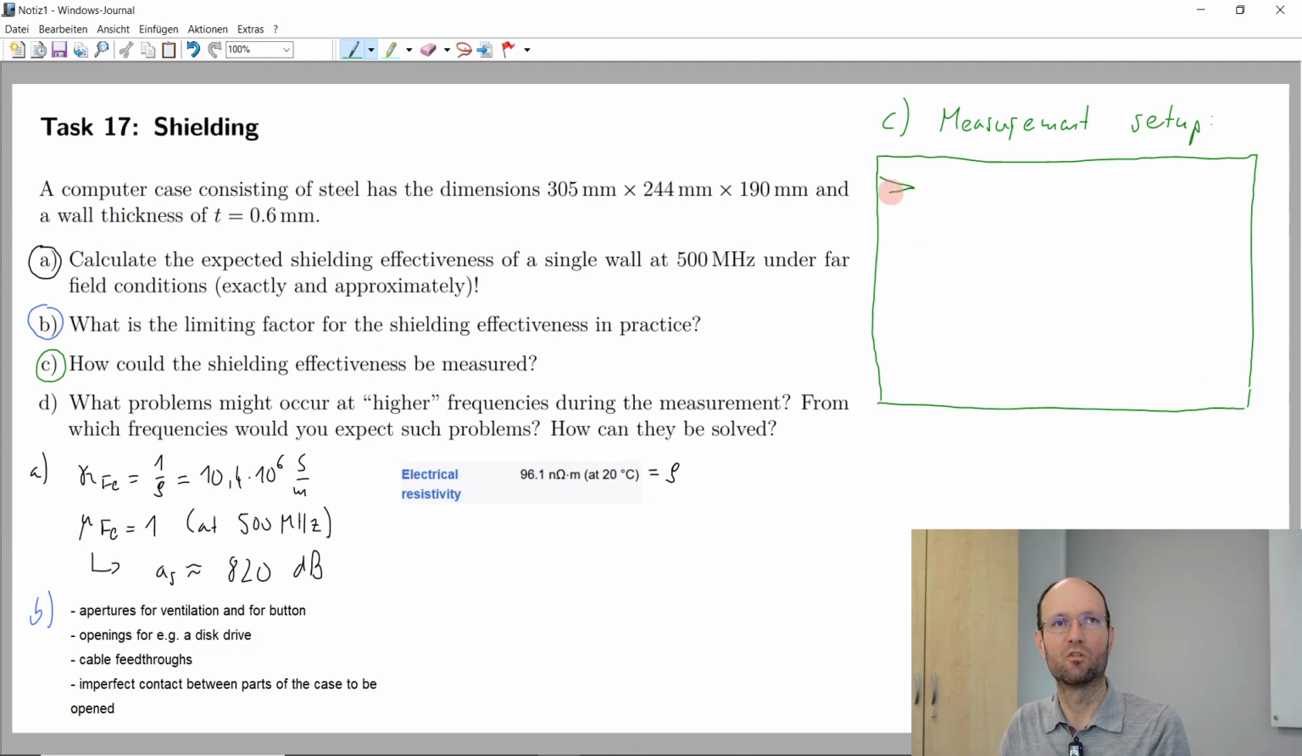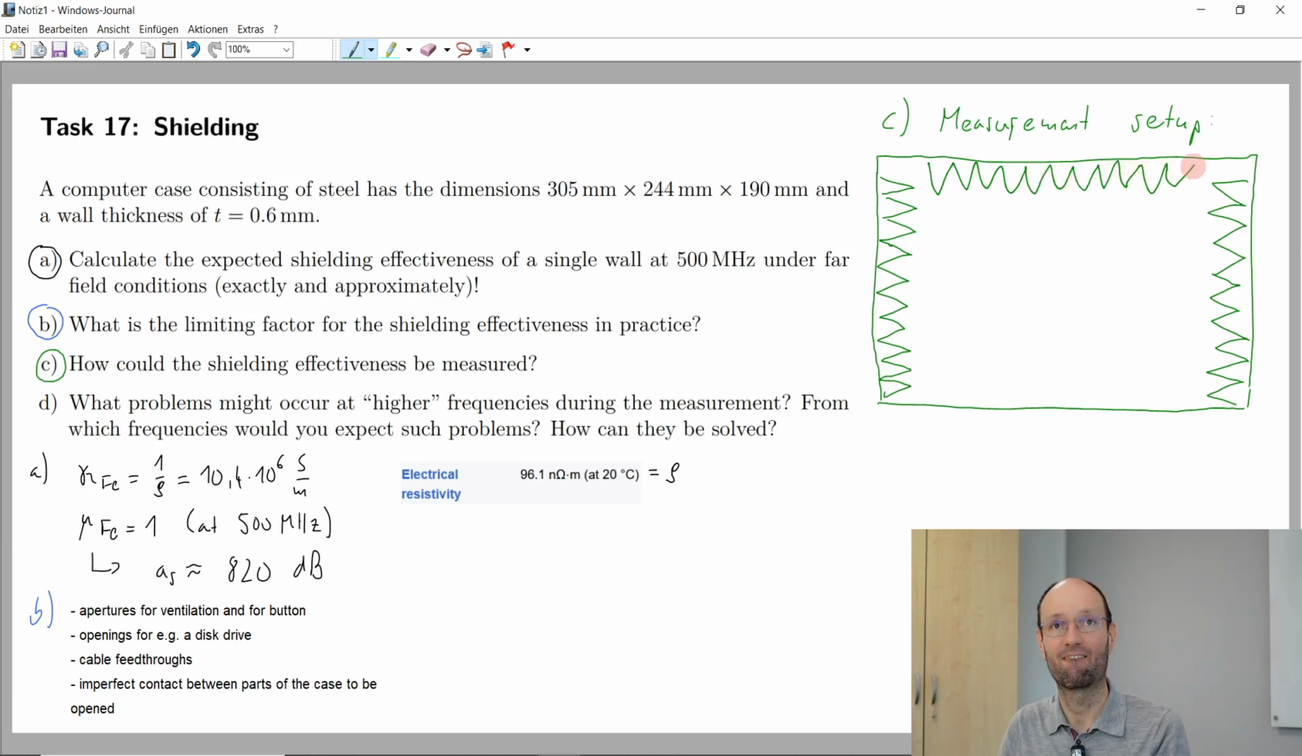So we have absorbers on all sides, or at least on the walls, right? So we have lots of absorbers here and lots of absorbers on the other wall, but not on the ground, because then we cannot walk around in this chamber. So absorbers here and also absorbers on the ceiling. Okay, so we have made an SAC, a semi-anechoic chamber. Okay, so what would be next?